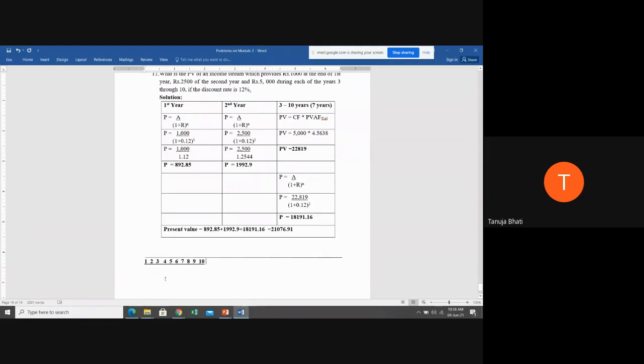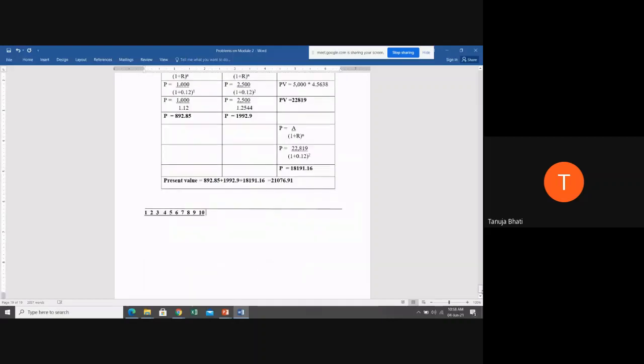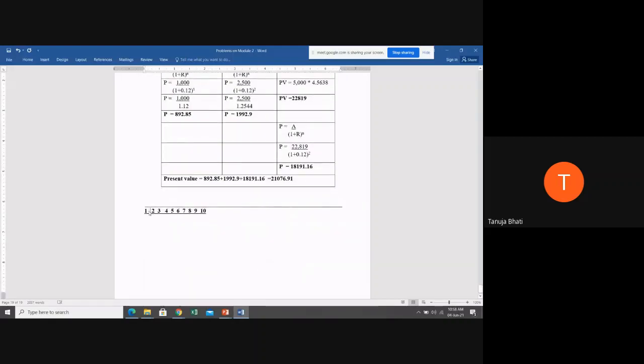Okay. Is this clear to everyone? Is this visible to everyone? Yes? Yes, ma'am. Okay. Now what is happening, students? Just a second. Whatever I've explained, I'm just putting in the form of this.